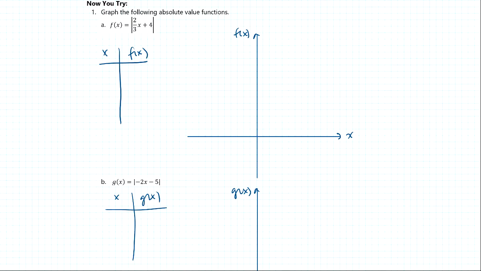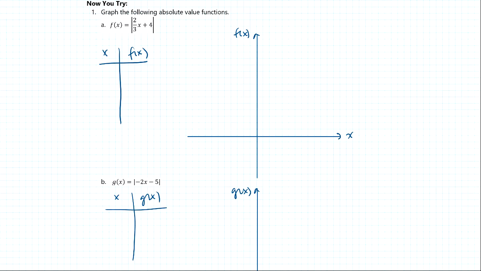For the Now You Try problems, it's your chance to practice with the idea of graphing absolute value functions by hand. Before you continue the video, make sure you give it a try first. I kind of laid out the coordinate plane and the table already. Think about what key points you want to pick in order to create a complete graph first. Whenever you're ready, you can continue the video.